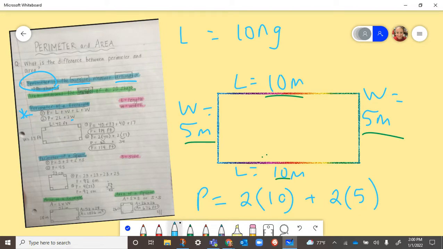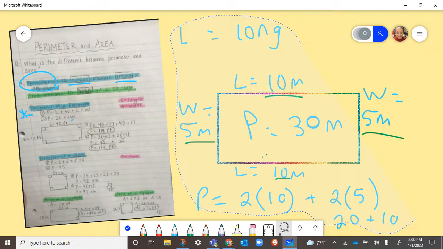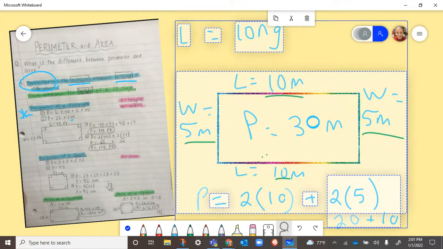So now what I'm going to do is 2 times 10, which would be 20, plus 2 times 5, which would be 10. And so my perimeter, P, would equal 30. And so I need to put the unit there as well. So that is how you find perimeter using those formulas. Now let's clear all this out of here. And let's go look at area.